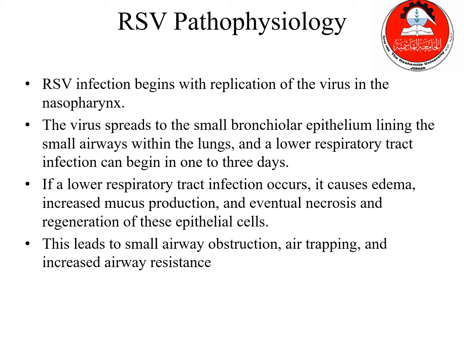So respiratory syncytial virus is going to lead to bronchiolitis and bronchopneumonia in children less than 1 year of age. As a result of this bronchiolitis and bronchopneumonia, there will be airway obstruction, air trapping, and increased airway resistance.